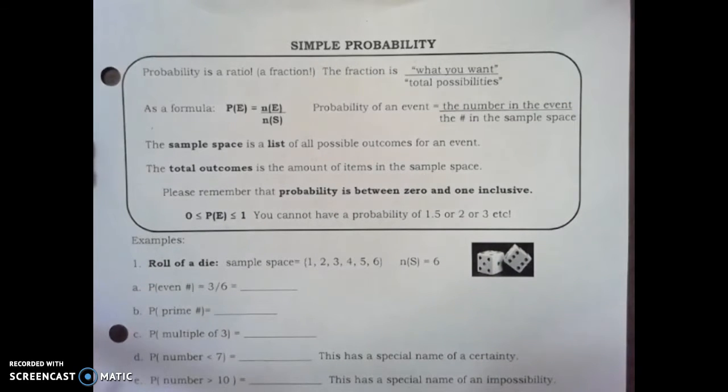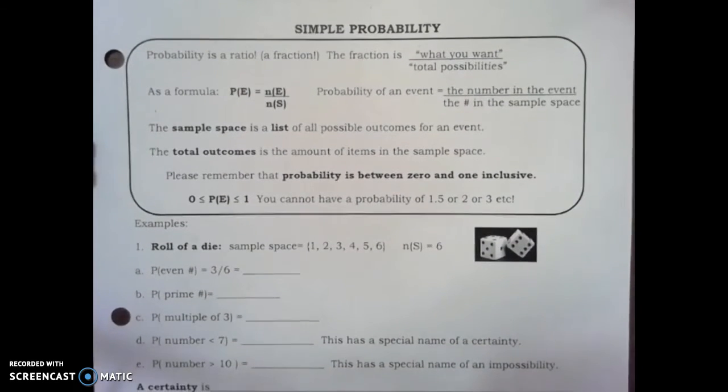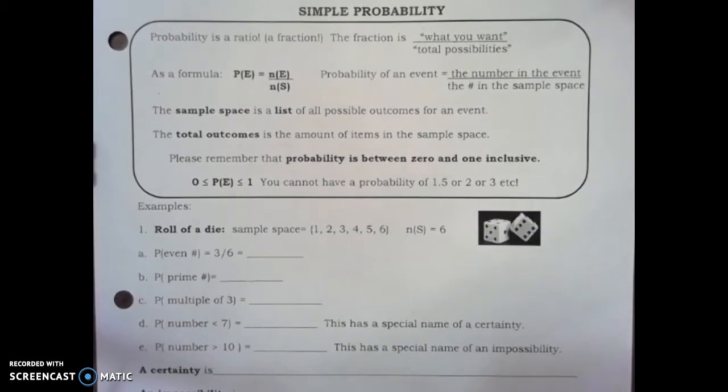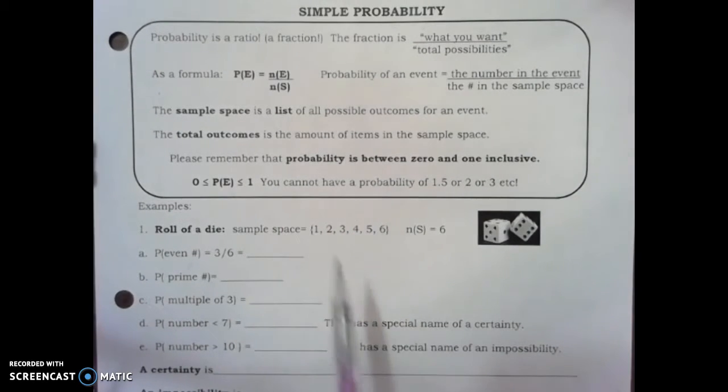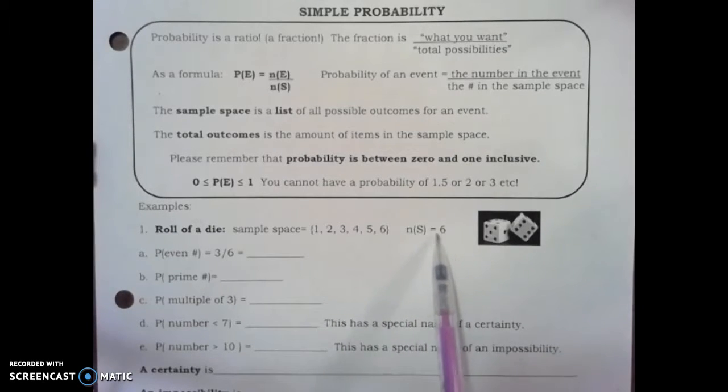And so in our first example, we're going to look at the probability of when we roll a die. When you roll a die, the sample space, which again is your list of all the possible outcomes, your sample space is 1, 2, 3, 4, 5, and 6. Those are all the possible outcomes when you roll a die. The number of items in the sample space is equal to 6. So whenever we find the probability with a die, our denominator is going to be a 6.